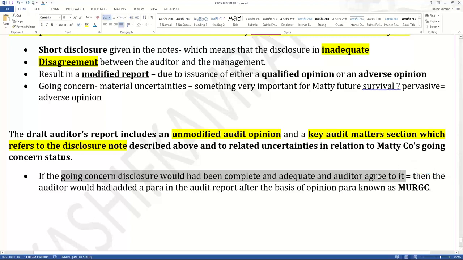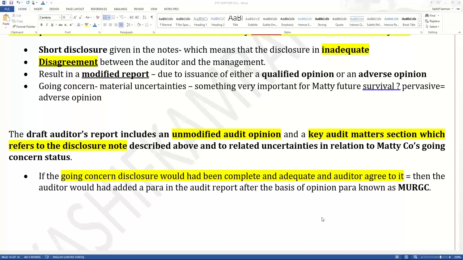But in our case, it was a short disclosure, it was an incomplete disclosure, and you disagree with it. So you have included the going concern disclosure in a CAM. Can we include a going concern disclosure in CAM? CAM is for matters other than going concern, right? So in a CAM, the key audit matter is other than a going concern matter. If there is a going concern matter, will it come in CAM or will it come in MURGC?